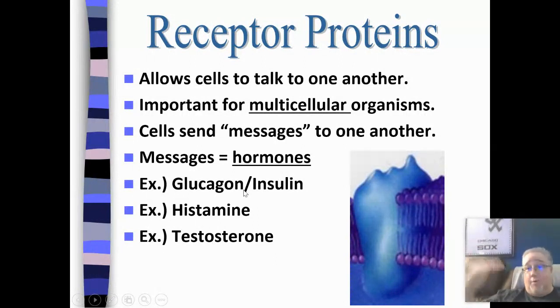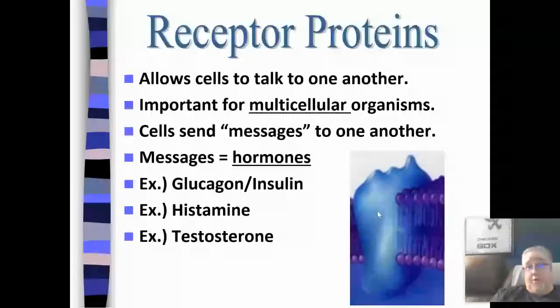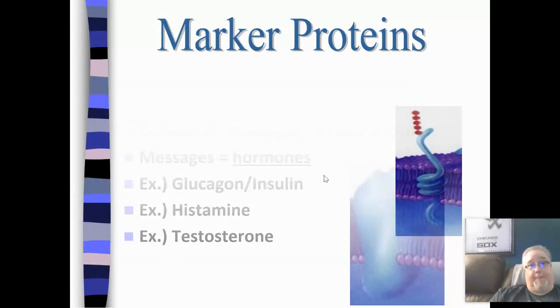But they send those hormones and they receive those hormones all through these little receptor proteins. So that's a really important thing that your cells have. If your cells didn't have those, then they couldn't communicate with each other, and that wouldn't be very good. So that's a really important thing.